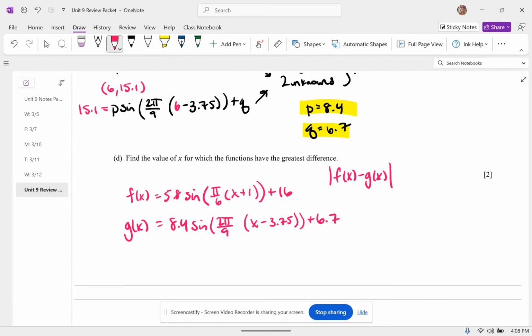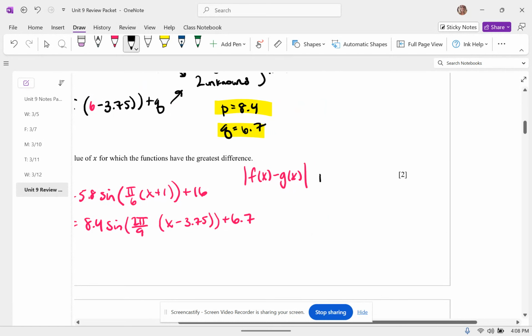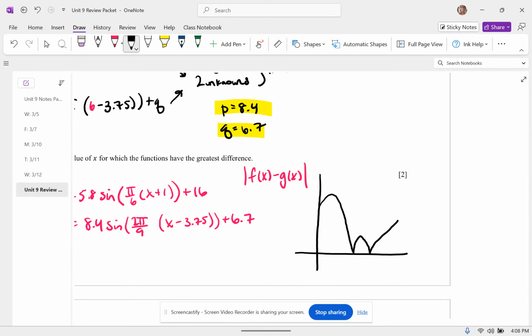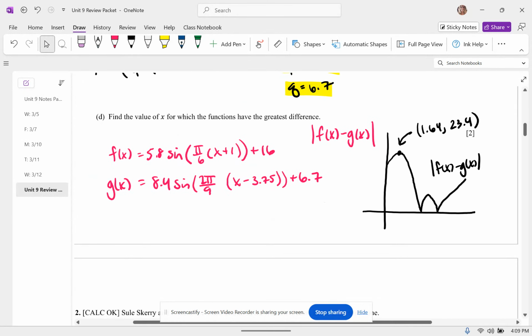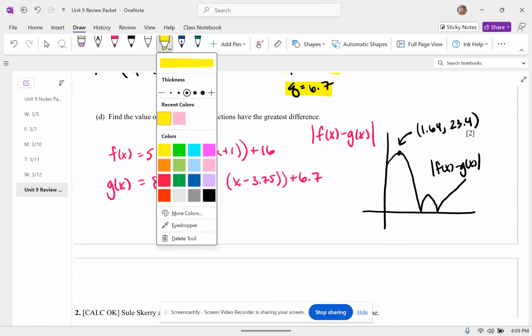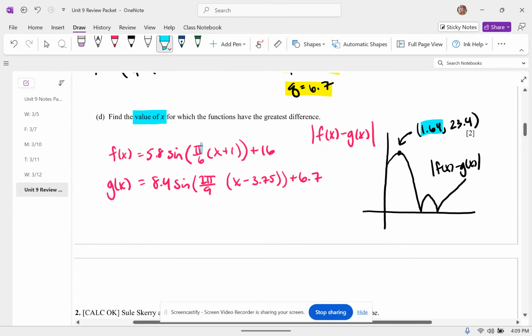So back to where I was. Now I would say that I graphed it, and it looked kind of like this, right? And this was the absolute value of f of x minus g of x. And then I looked for the maximum, which happened to be (1.64, 23.4). So the maximum vertical distance is going to be, oh, it says find the value of x for which. So that means I am taking the x coordinate of this point. So I have x equals 1.64.